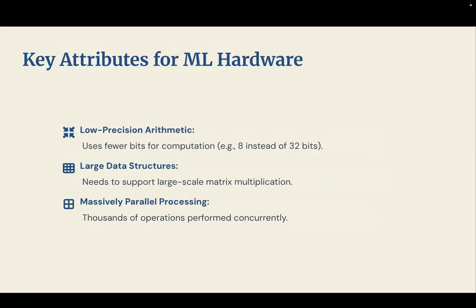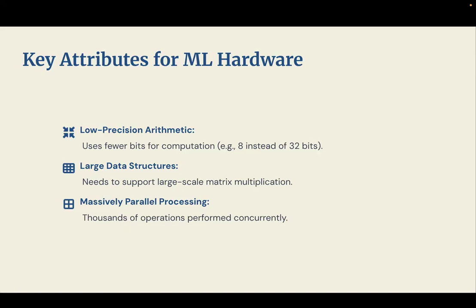What are the key attributes of machine learning hardware? This is very important. It requires low precision arithmetic. So if you see computers with 16 bits, 32 bits, and 64 bits, right? But to train an ML model, you need a system with fewer bits of computation.